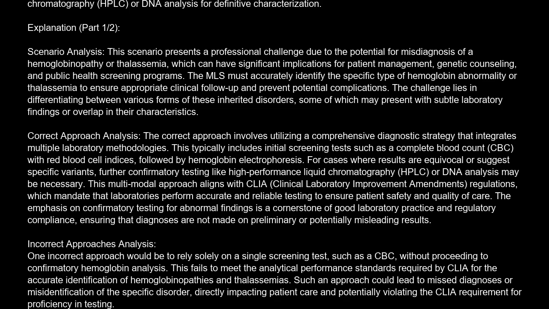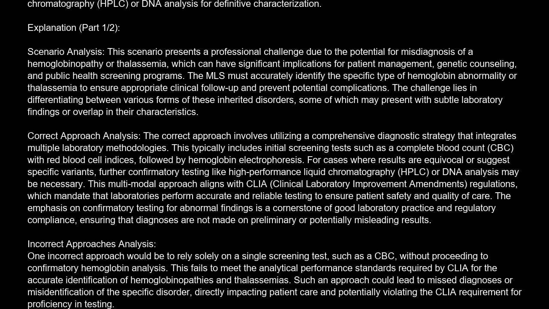The correct answer is C. Perform hemoglobin electrophoresis, and if indicated by the results, follow up with high-performance liquid chromatography, HPLC, or DNA analysis for definitive characterization. Explanation: scenario analysis.